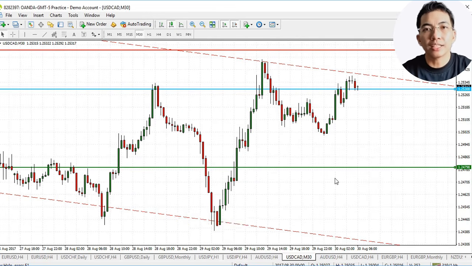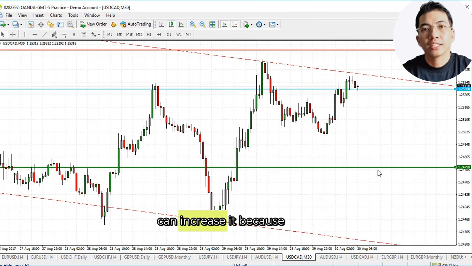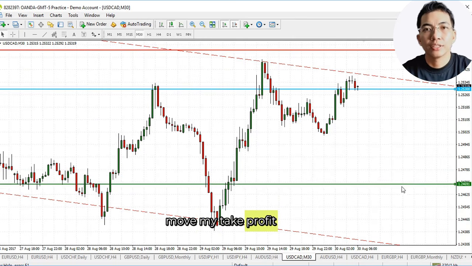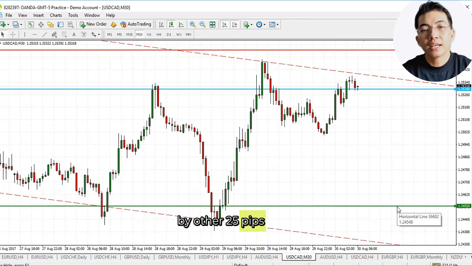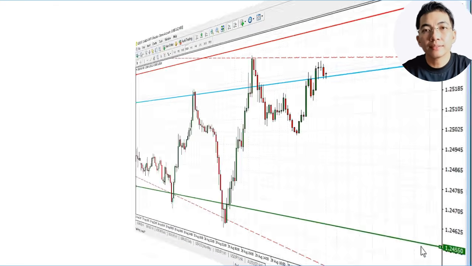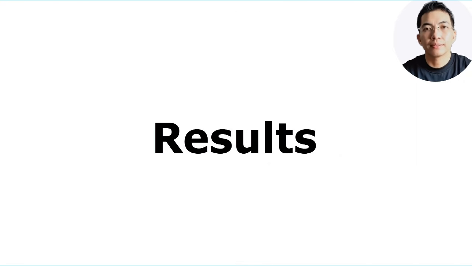Of course, the price can reach this level, so there's no point to decrease my take profit. But maybe I can increase it because I'm still far from the bottom of the channel. So I'm going to move my take profit by other 25 pips at 1.2455.